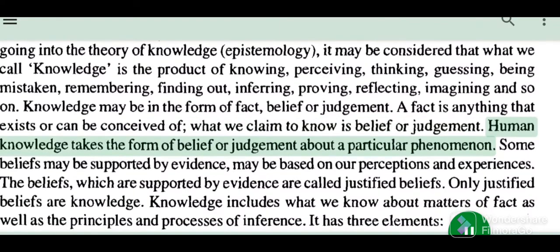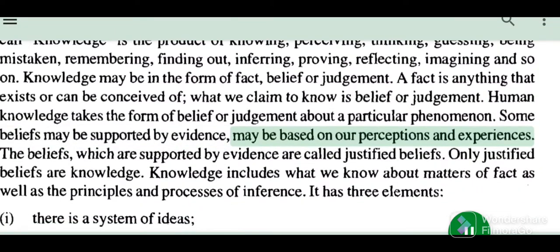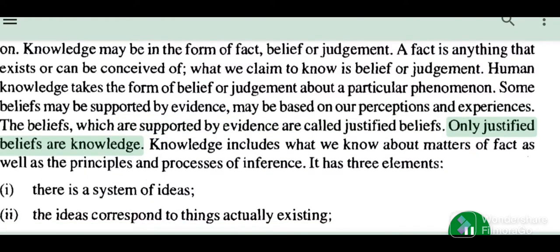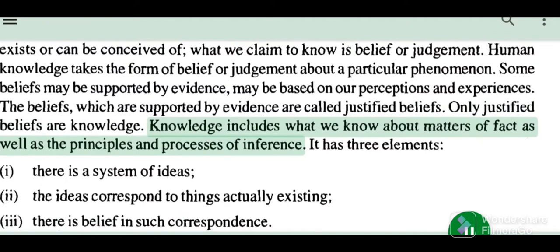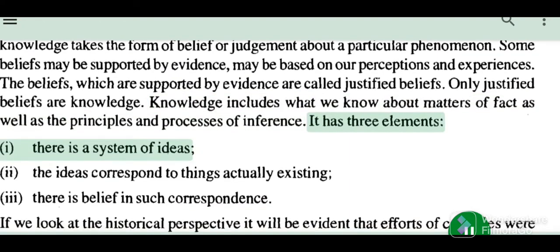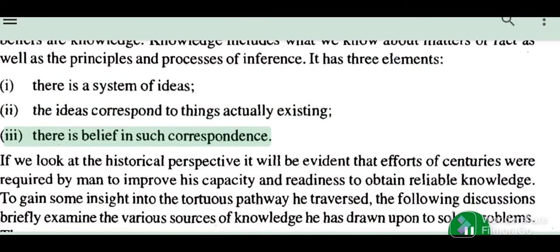Human knowledge takes the form of belief or judgment about a particular phenomenon. Some beliefs may be supported by evidence, may be based on our perceptions and experiences. The beliefs which are supported by evidence are called justified beliefs. Only justified beliefs are knowledge. Knowledge includes what we know about matters of fact as well as the principles and processes of inference. It has three elements. One, there is a system of ideas. Two, the ideas correspond to things actually existing. Three, there is belief in such correspondence.